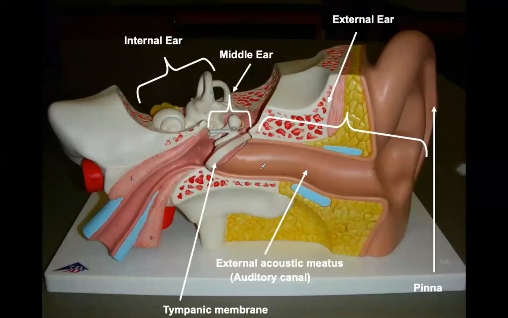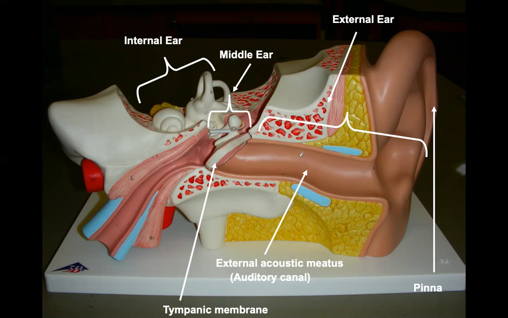The last part of our lecture is on the ear model, so your sense of hearing. First thing you need to understand is that your ear is divided into three parts: the external ear, the middle ear, and the inner or internal ear. The external ear is made up of the pinna, and the channel that basically allows the vibration of the sound to be transferred into your ear, called the external acoustic meatus, or auditory canal for simplicity.